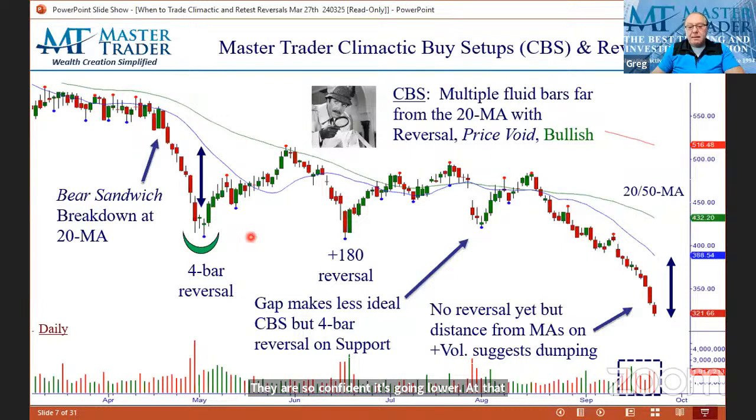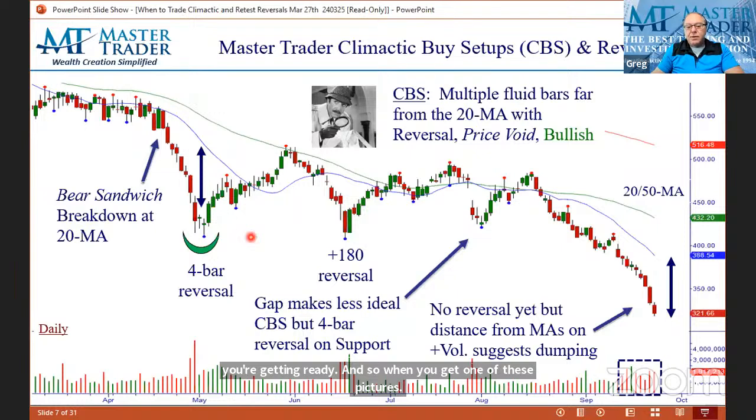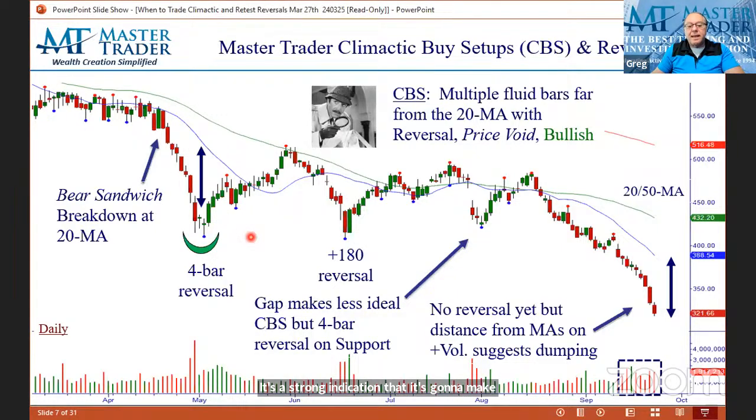And so when you get one of these pictures, it's a strong indication that it's going to make a turn. And if you were short this and it's going down like that, and say you saw that bottoming tail bar, the breakdown failure of that 180, wouldn't you think maybe you should take your money? And so that's what others are starting to think.